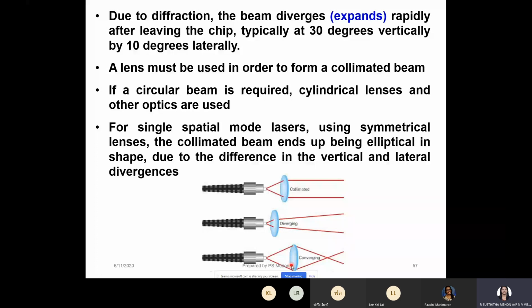So you can change the light which is coming out. You can use different lenses to change the nature of the light for different applications. You can collimate it, you can diverge it, you can also converge it using different kinds of lenses.